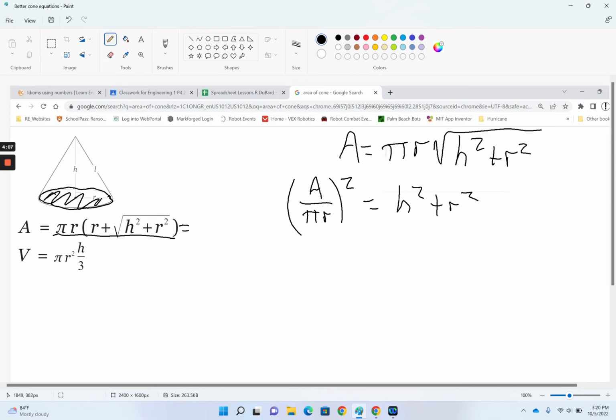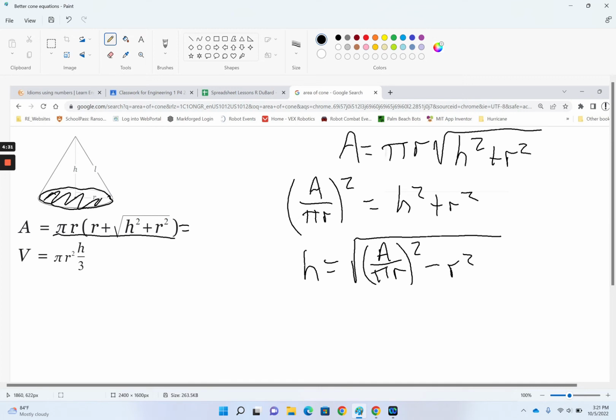So that should make sense to you, that these two equations express the same relationships. Next, we're going to subtract r squared from both sides, and then take the square root of both sides. So we're going to end up with h is equal to the square root of a over pi r, all that quantity squared, minus r squared.